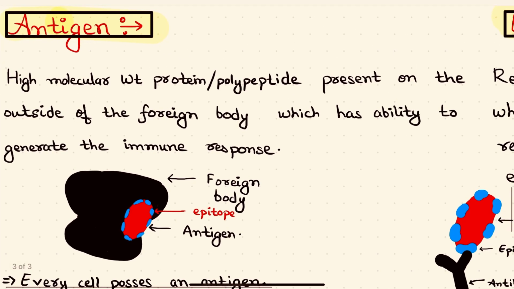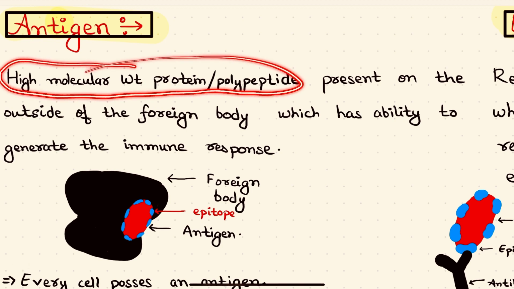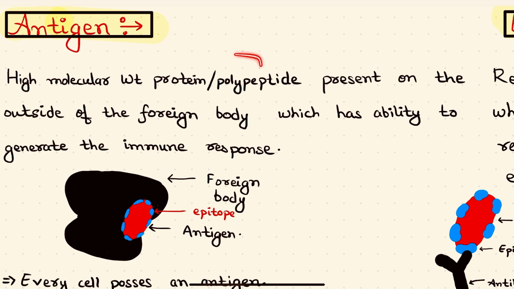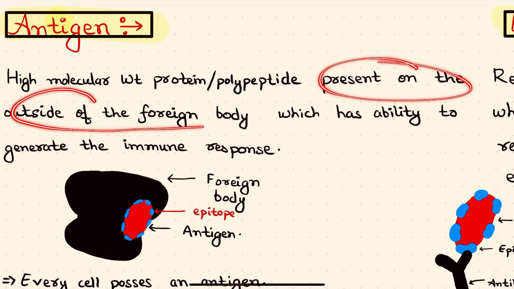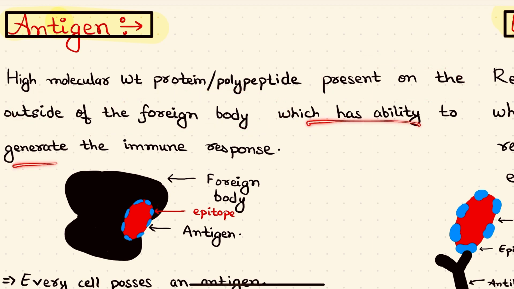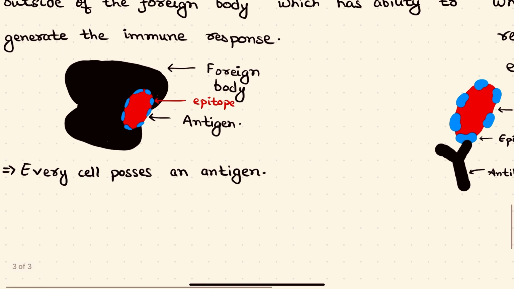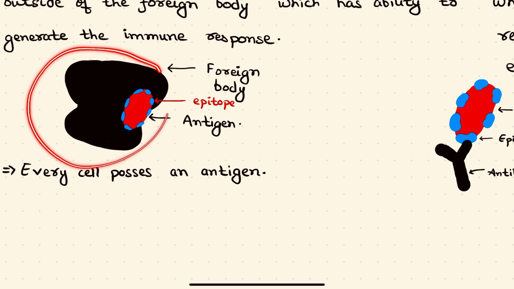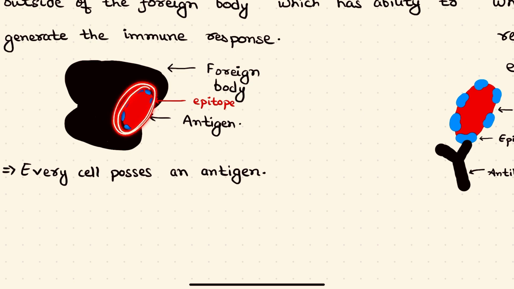Antigen. What is an antigen? Antigen is a high molecular weight protein or polypeptide. Remember, antigen is a high molecular weight protein or polypeptide present on the outside of a foreign body, which has the ability to generate the immune response. What is antigen? Antigen is a protein or a polypeptide present on any foreign body or any cell. This particular protein or polypeptide has the ability to produce antigenic responses, immune responses.